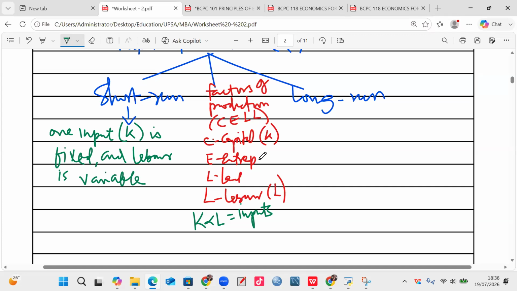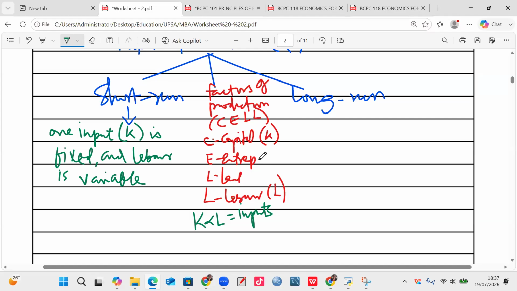So when you say it is fixed, it means that the question will give the inputs for the capital, that this is the input value. It is the same for the period of time. If the short run is for 6 months, for the 6 months, the capital figure is the same. But labor will be changing. First month it can change, second month it can go up or down, third month it can be changing.